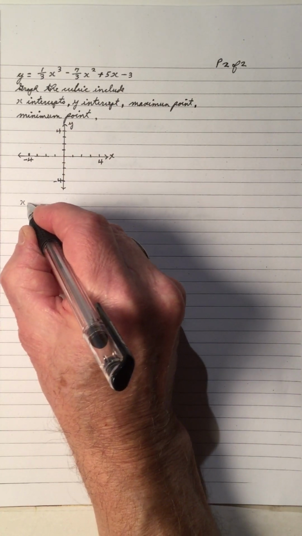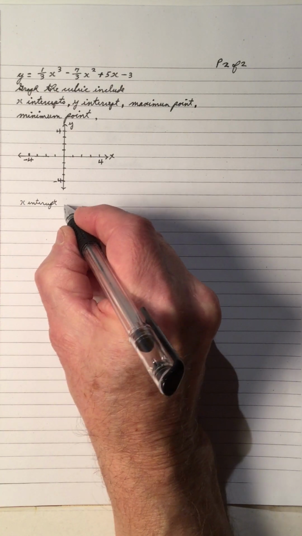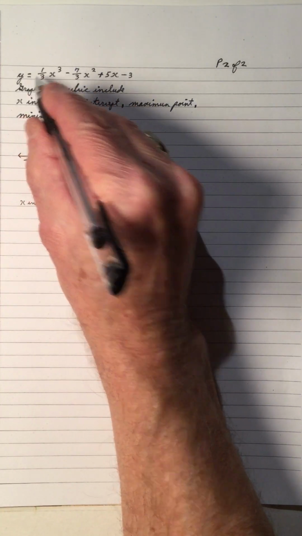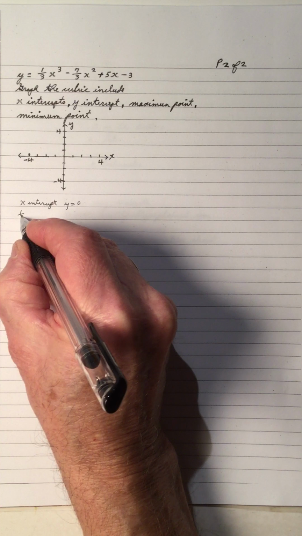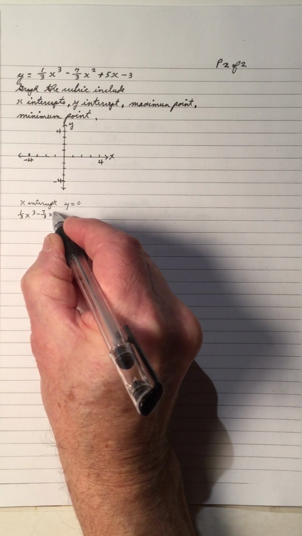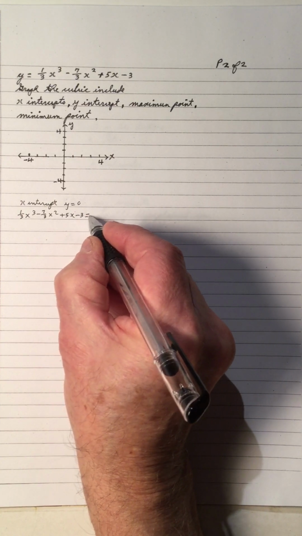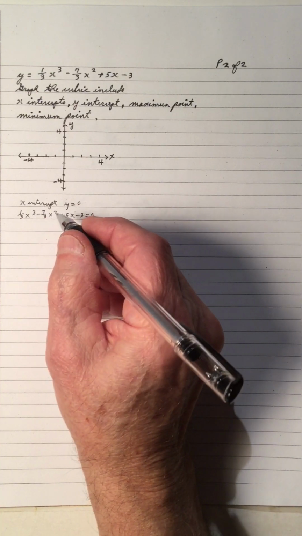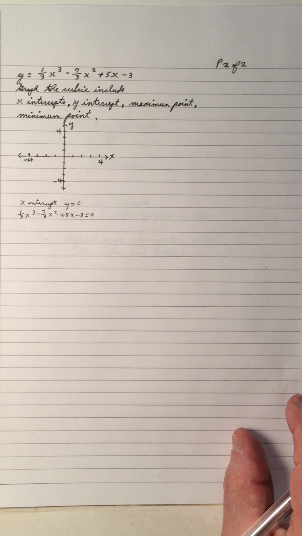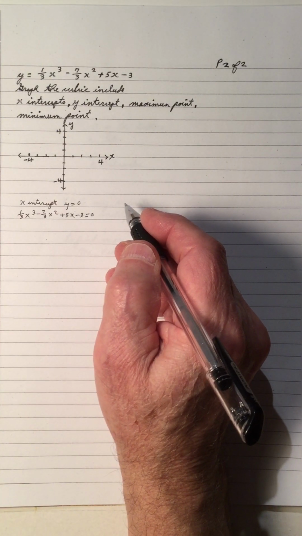The x-intercepts are found when we let y equal 0. So we put 0 in the place of y, and we get 1/3 x cubed minus 7 over 3 x squared plus 5x minus 3 equals 0. Now notice we have a cubic, and every cubic polynomial has at least one real root. So let's have a look at it. What real root does it have?